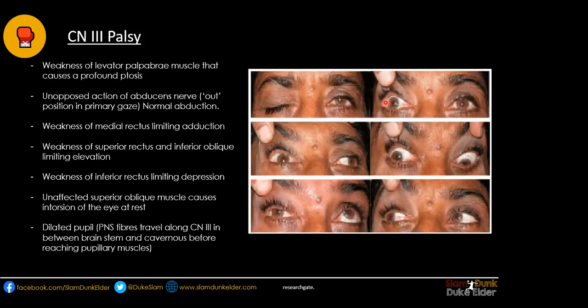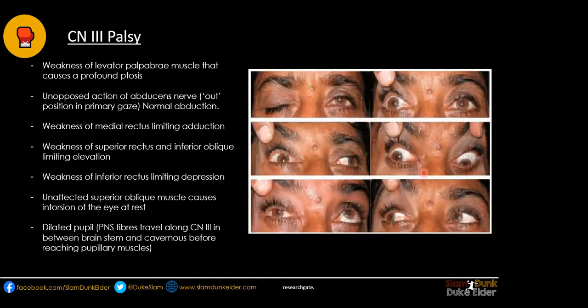So remember that lateral rectus is innervated by cranial nerve 6, not by cranial nerve 3. So you'll get unopposed action of the lateral rectus muscle. Medial rectus is supplied by the oculomotor nerve, so there's no opposing action there. When you ask the patient to look medially to adduct the affected eye, they're not going to be able to do so because medial rectus isn't working. So you can see here that the patient can't move their eye inwards.